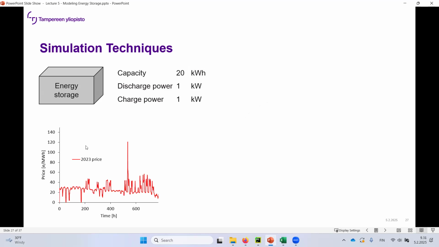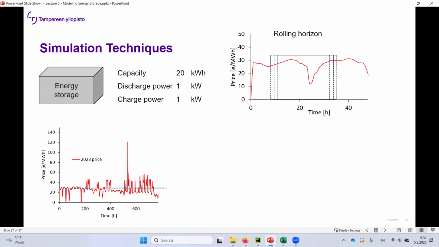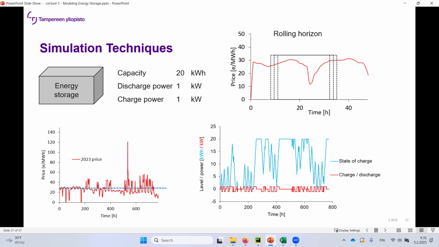I took 2023 prices. There's 1 month in there, and I actually optimized the threshold below which you buy, above which you sell. And then I used the rolling horizon method. And what I got out of it was the state of charge.